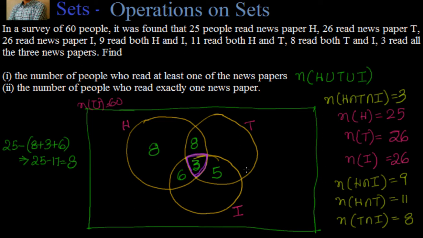Okay, now how to find out only T on the same lines? We know n of T equal to 26. Out of that, 8 plus 3 plus 5, 11 plus 5, 16 is gone. I have 10 left out.